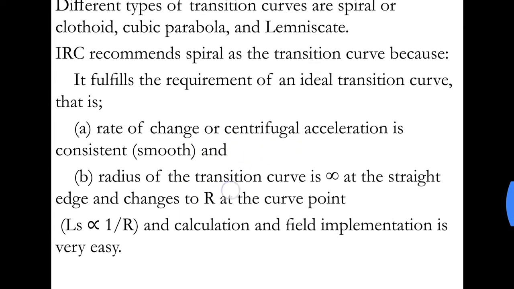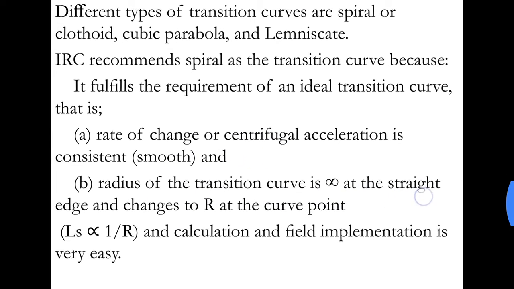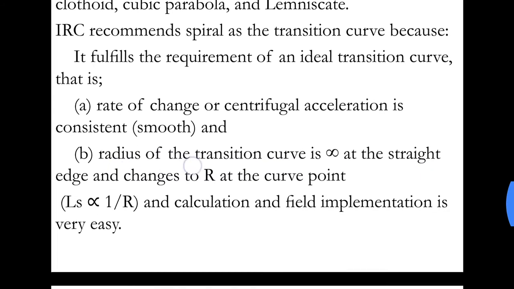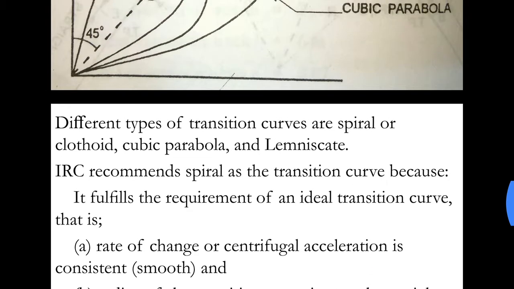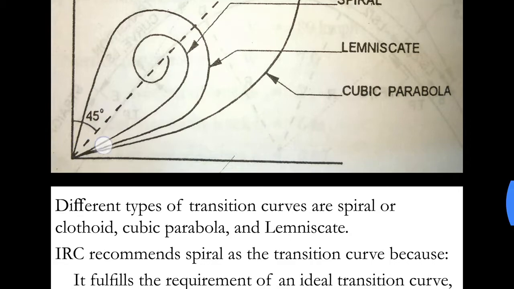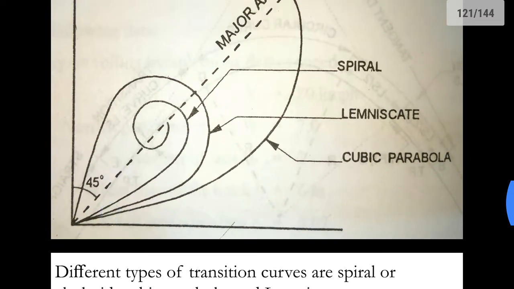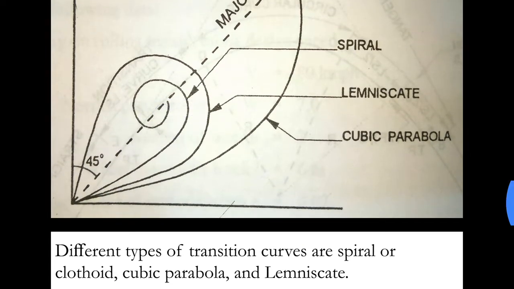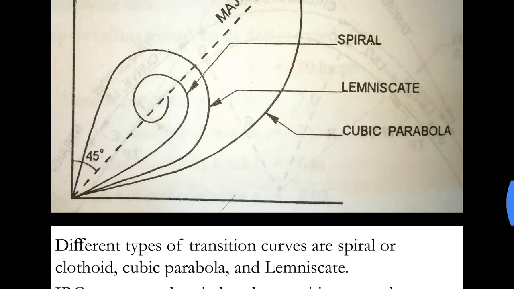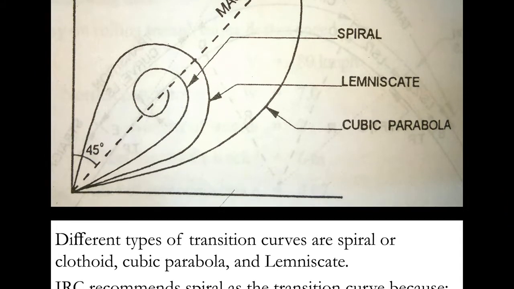Second, the radius of the transition curve is infinity at the straight edge and changes to R at the curve point. So here the radius would be maximum, and as the length increases it would get lesser and lesser. With increase in length, the radius would reduce.